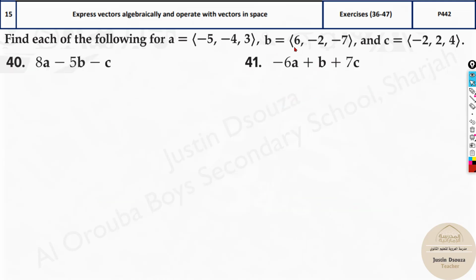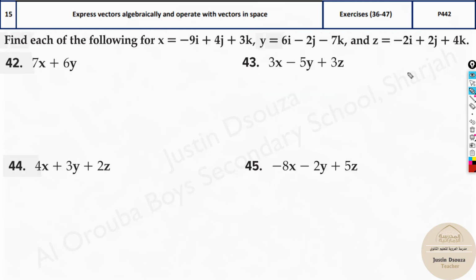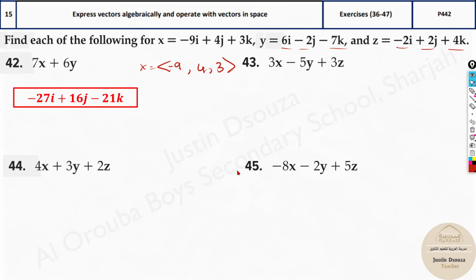And same thing over here, the same values are there. And now over here you can see they have given in terms of I, J and K. But the component form can be directly written over here. X component form is minus 9. The coefficients only 4 and 3. Then y is over here 6, minus 2, minus 7. And lastly z is minus 2, 2 and 4. Use the same method over here then. 7 times this entire, all the terms, plus 6 times the entire terms over here, and add them up, you will get the answers. So this is how we basically solve these.